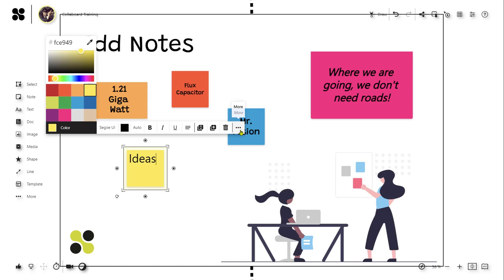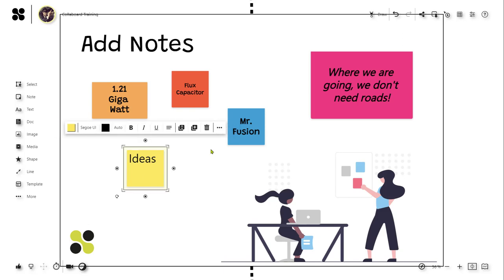Now the cool thing about Collaboard is, if you once understood that when you select an object, like a sticky note, you always get this menu, then you already know how to work with text, shapes and all the other elements, because in the end it's the same concept. So you will see that's super easy, and you will get familiar very fast with adding notes and all the other elements.